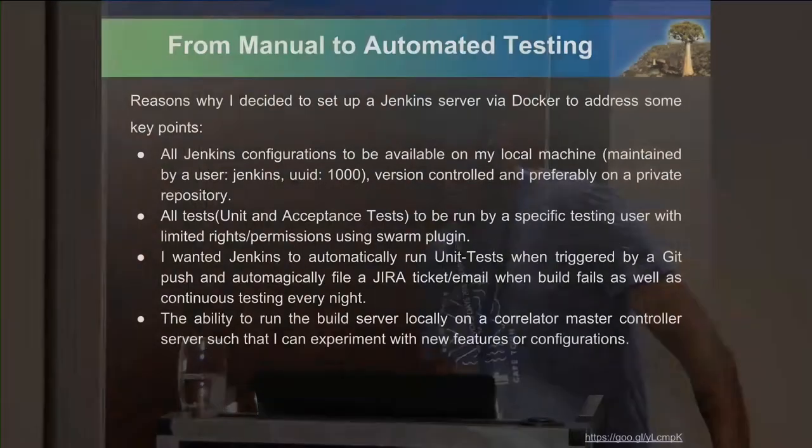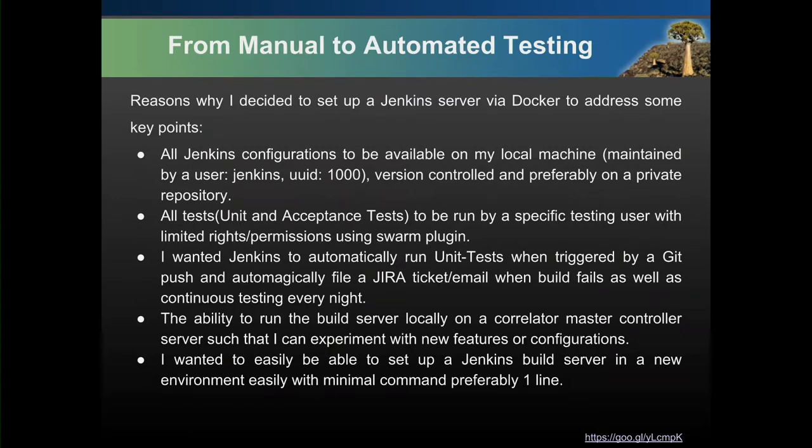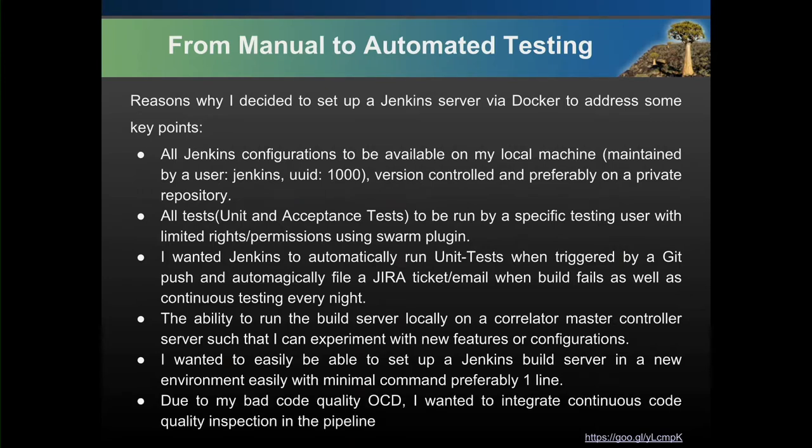And I wanted to build the Jenkins server so that it runs locally on our Correlator master controller in the Karoo. And I wanted to easily build this Jenkins build with preferably one command. Because I know it can be painful to build Docker images, because you have to write your Dockerfile, Docker build, Docker run, Docker stop. I think yesterday in the open space we hinted at something about this, as to how do you know where to mount your images or your hard drive and which port to expose. So I wanted something simpler to avoid that.